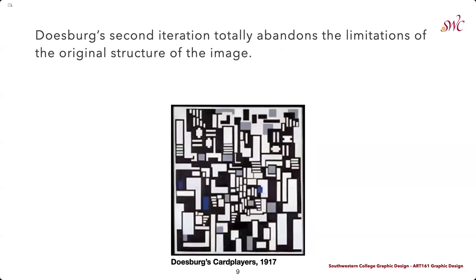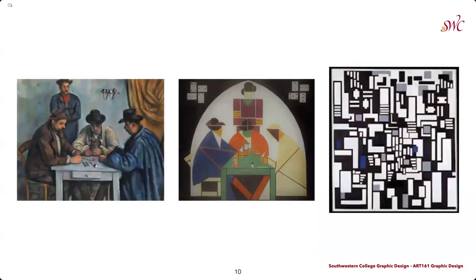Now, Doesburg went back later on and did a second iteration, which really totally abandoned the limitations of the original structure of the image. Here, if you weren't to see the original painting, you may not even know what this is originally trying to interpret. It may just look like a bunch of different shapes. So you may say that the abstraction's gone too far, but again, this was an experiment that the artist was doing. So we can see this sort of progression of both abstraction and stylization and simplification of these forms.